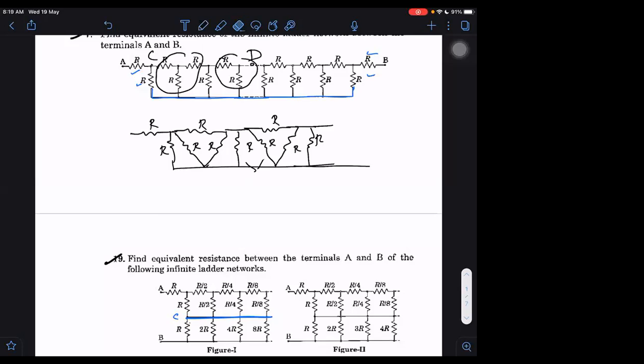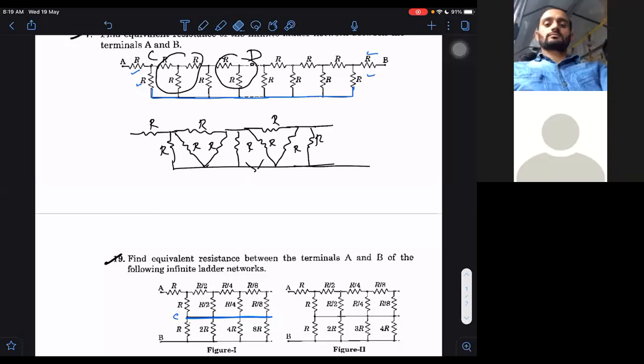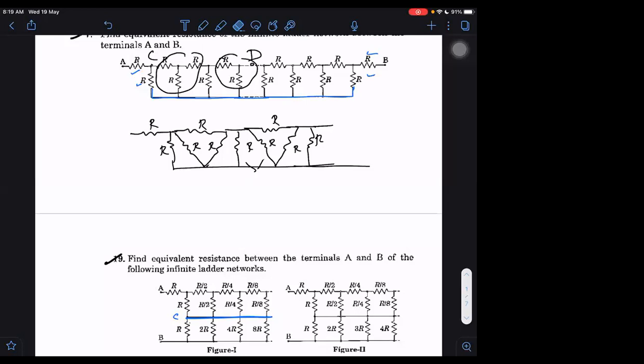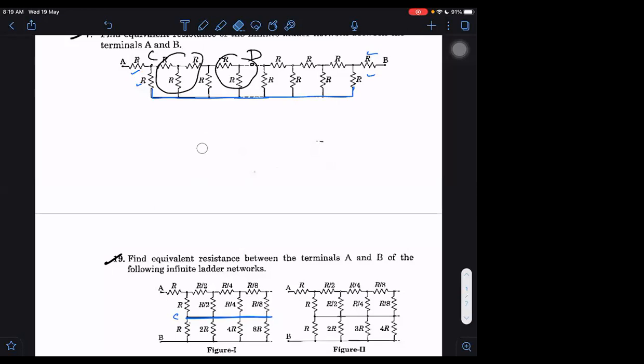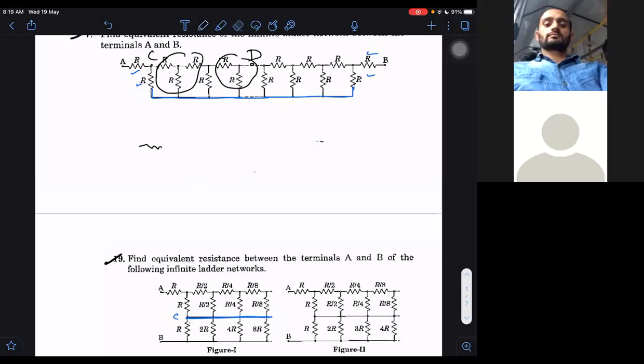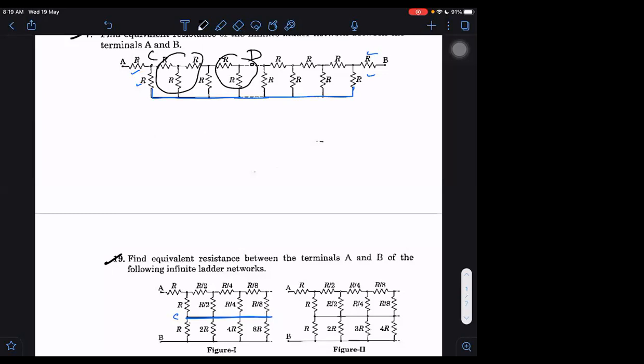I think we need to use only the infinite ladder. Again, it will be an infinite ladder network. The infinite ladder network method we can use, right? Yes, sir. But since it is for infinity, it can't be divided into half, sir. That is symmetric. For one part, we can find the resistance, and the other will be in series with it. We can do that.